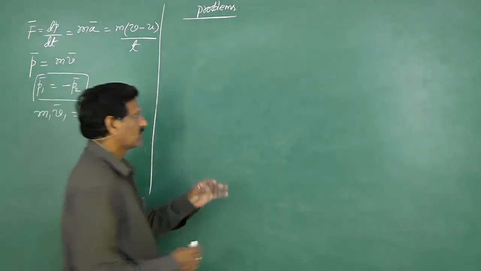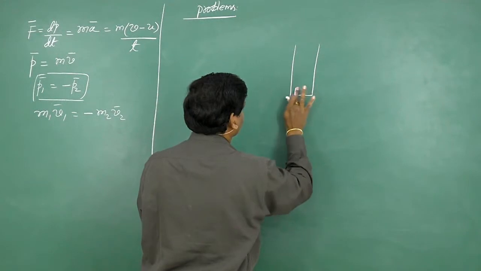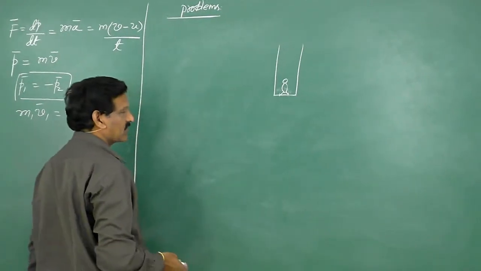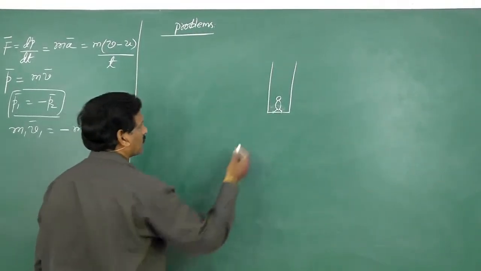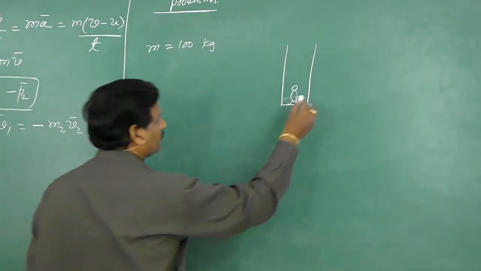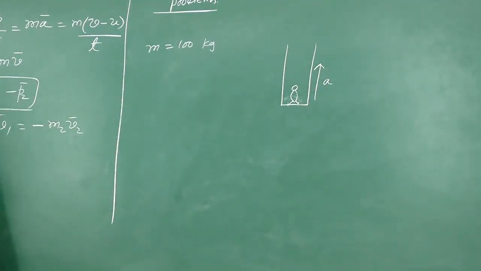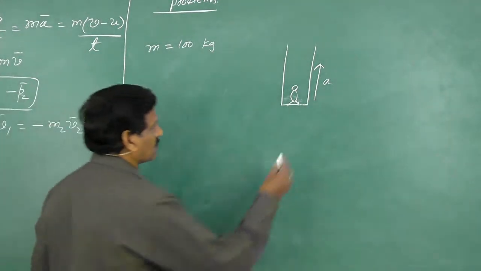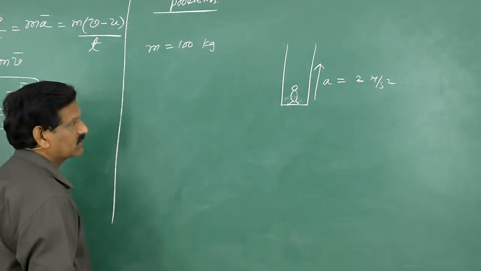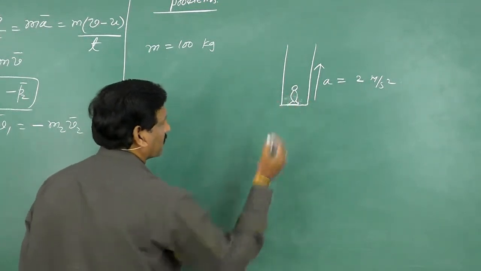per second square? So here this is the lift, floor of the lift. So this is the man standing like this. This is the man standing on the floor of the lift. Mass of the man is 100 kg. Now the lift is moving upwards like this with an acceleration A. And here this acceleration is given as 2 meter per second square. And he is asked to find the force exerted by the floor on the man.